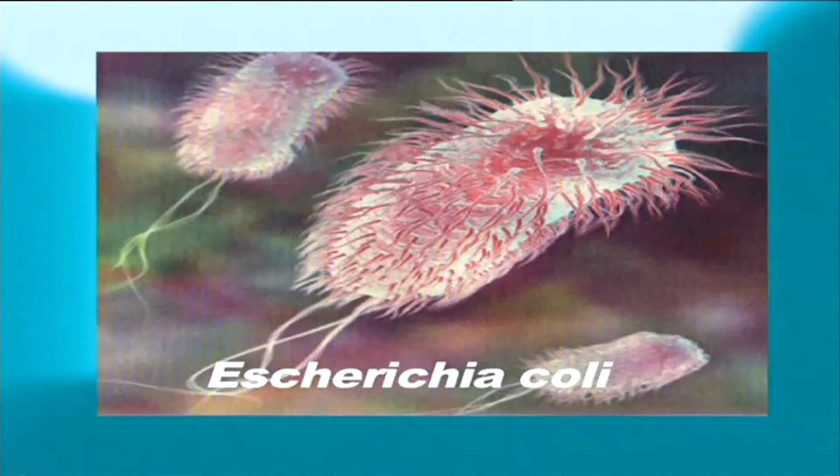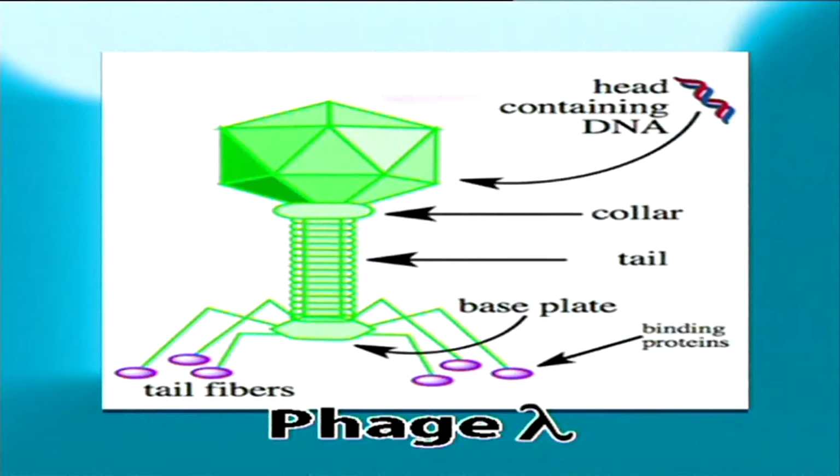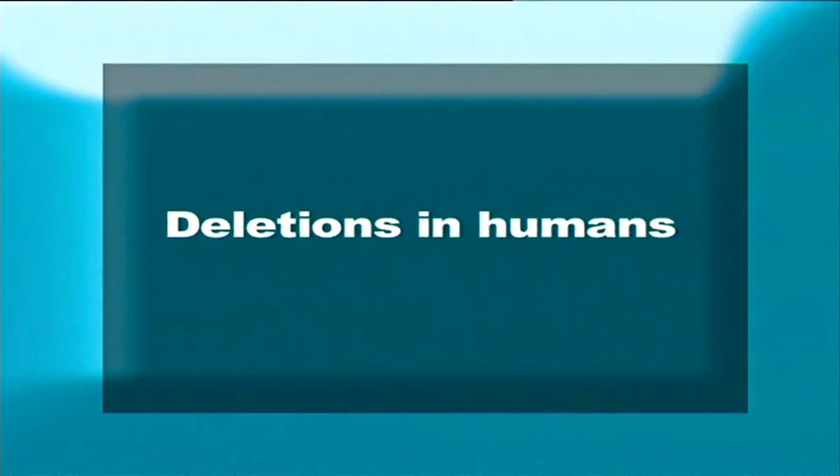In E. coli, deletions of up to 1% of the bacterial chromosome are known. In phage lambda, however, up to 20% of the genome may be missing in some of the deletions. In these organisms, deletions may be detected by a loss of the function associated with the lack of recombination in the concerned region.